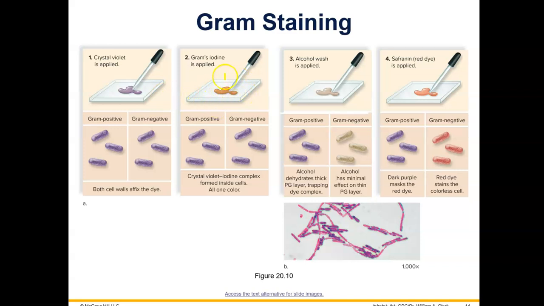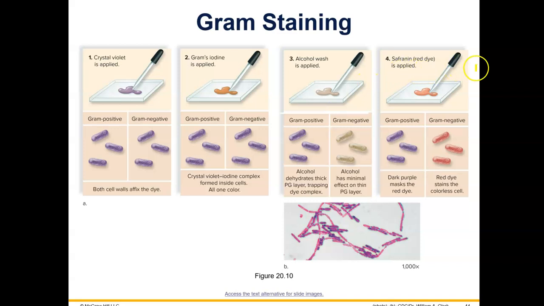And then we're going to apply iodine, and that helps the crystal violet absorb into the cell wall of the gram-positive bacteria. So gram-positive bacteria need the iodine to help fix the crystal violet stain to their cell wall. So if they're gram-positive, they'll absorb that crystal violet. Then we use an alcohol wash called decolorizer. It's just ethanol, and that's going to wash all of the purple stain off of the gram-negative bacteria.